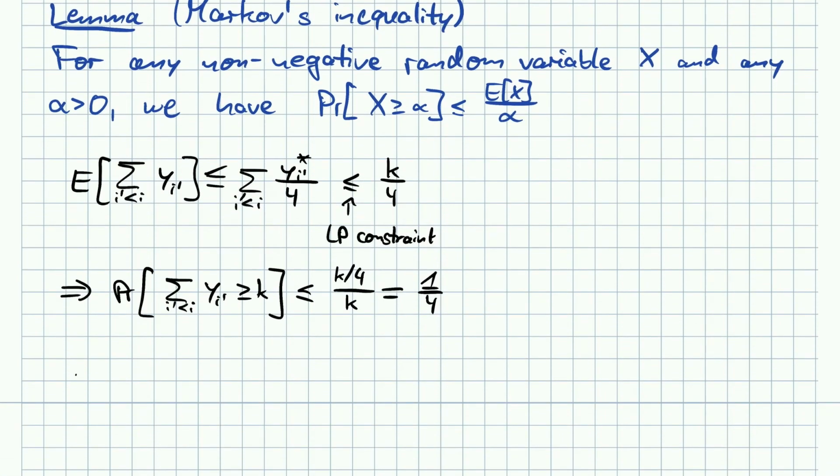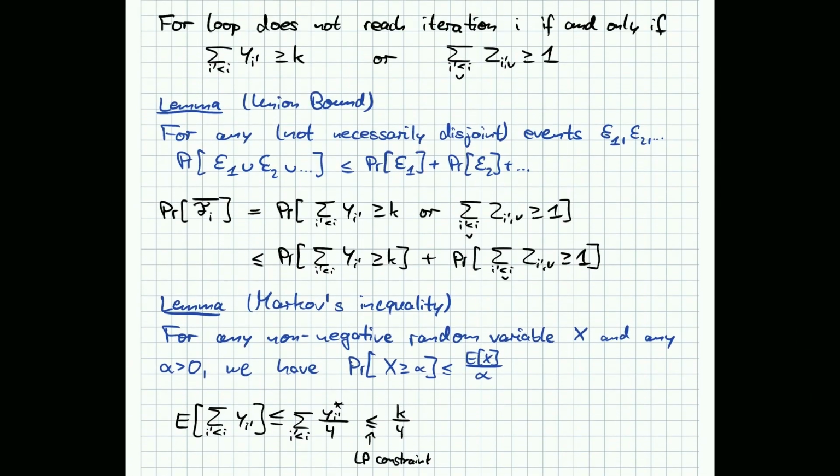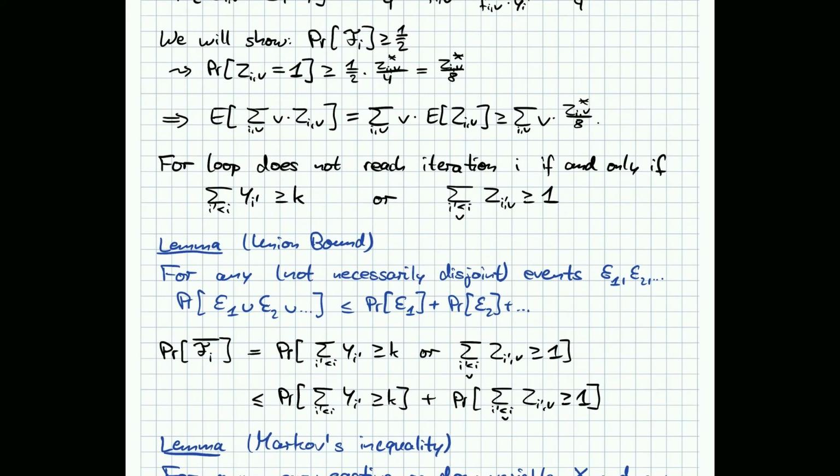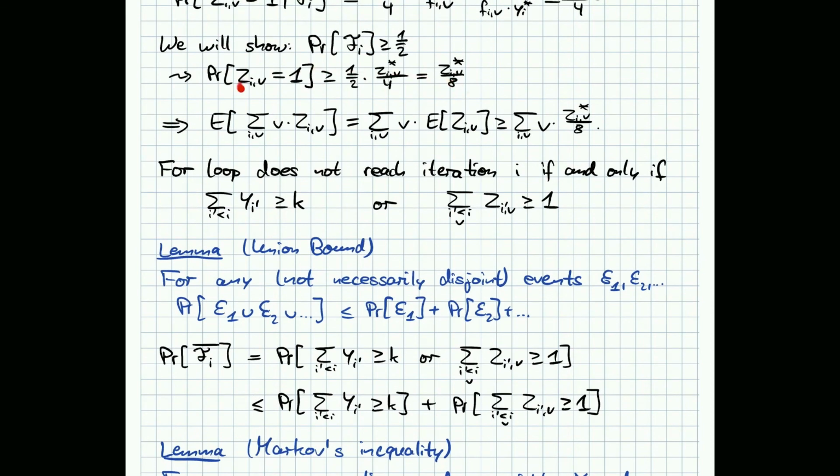So the probability that we've already taken home a prize. What's the probability that we take home a prize? Well, what was the expectation of such a zi prime v? Well, I think we've already derived this. Yes.